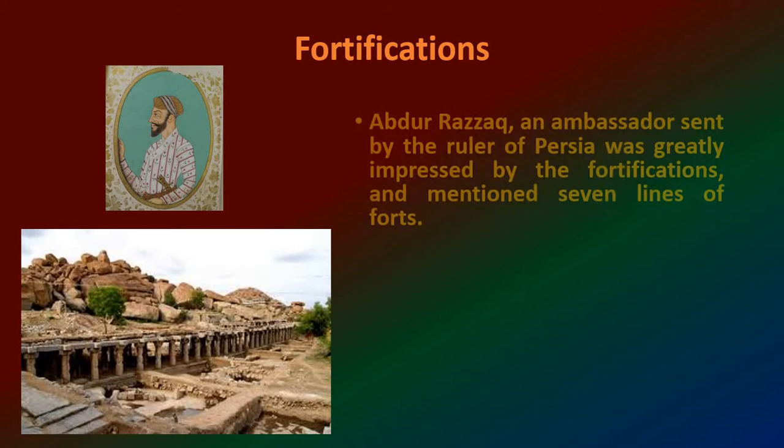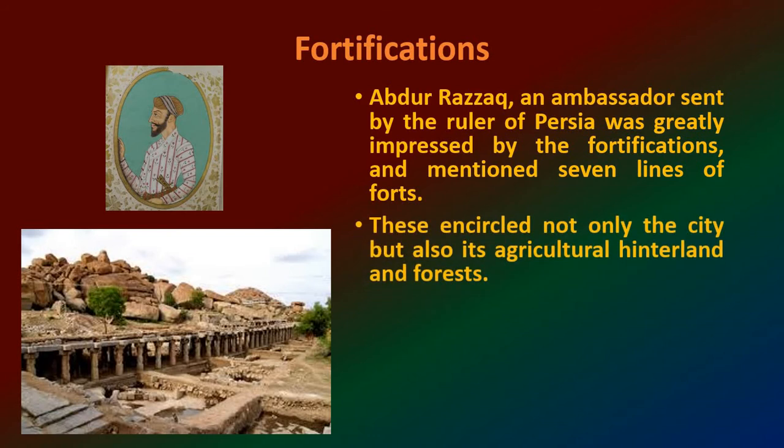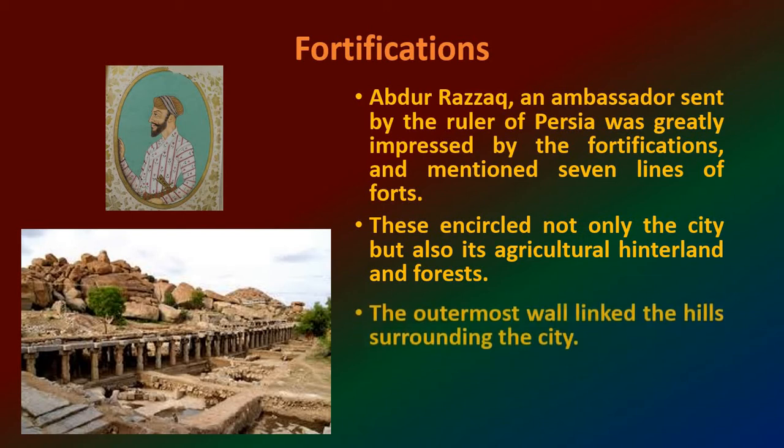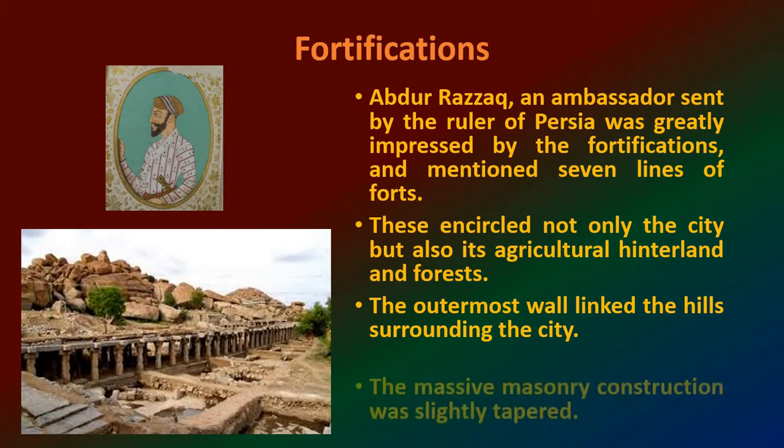Fortifications. Abdur Razzaq, an ambassador sent by the ruler of Persia, was greatly impressed by the fortifications and mentioned 7 lines of forts. These encircled not only the city but also its agricultural hinterland and forests. The outermost wall linked the hills surrounding the city.